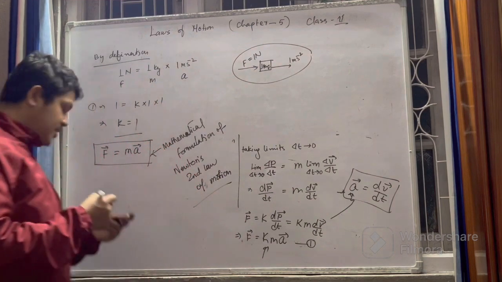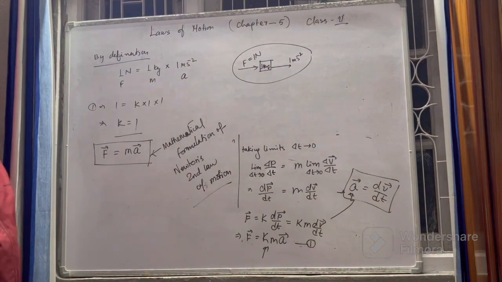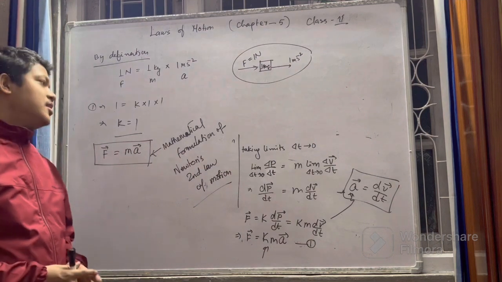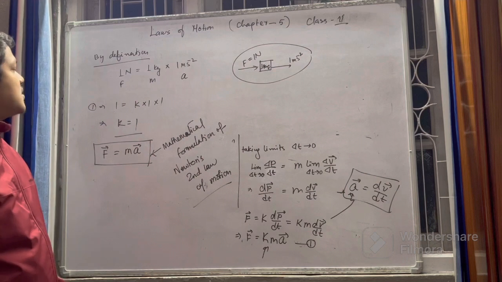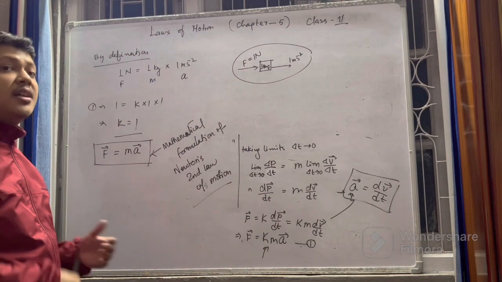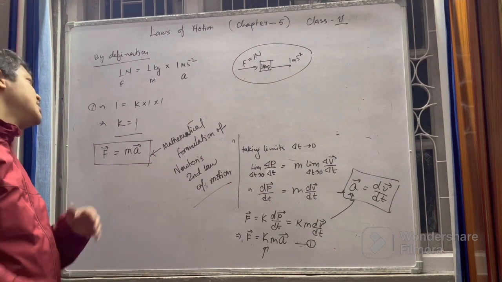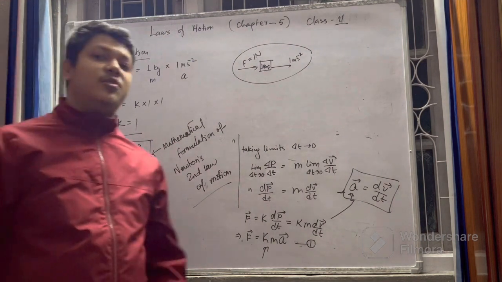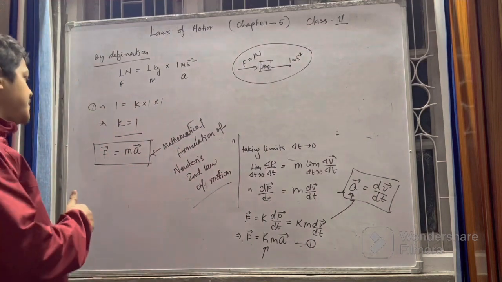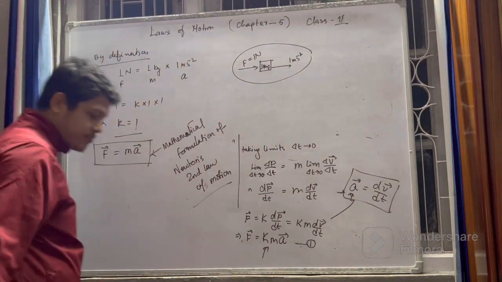So this is the mathematical formulation of Newton's second law of motion, right? Hope these things are clear to you. So now let us discuss Newton's third law of motion. Then I will explain why the second law of motion is called the real law of motion, right? So let me go to the third law.